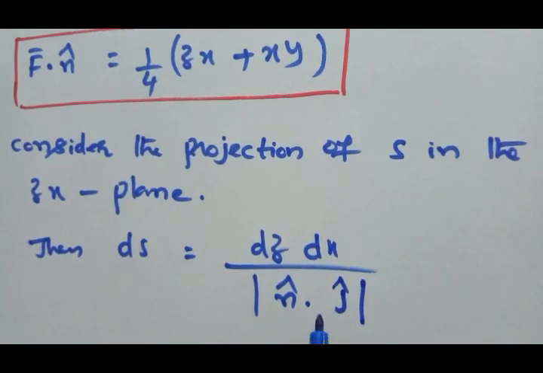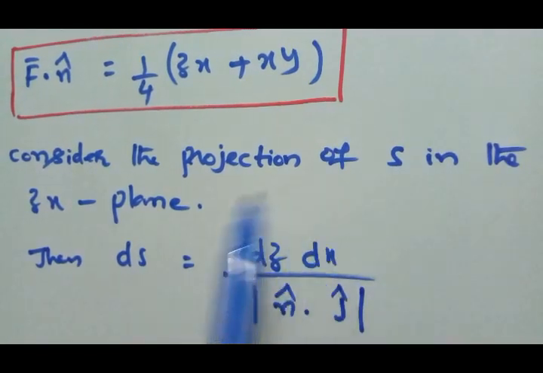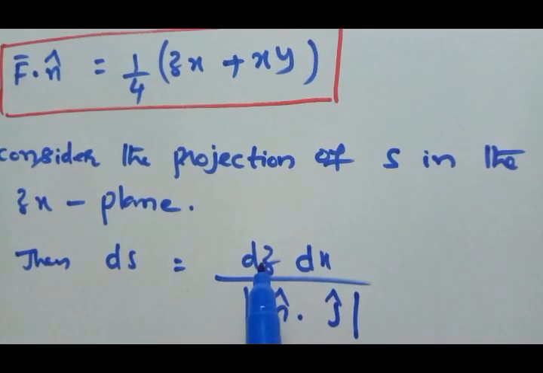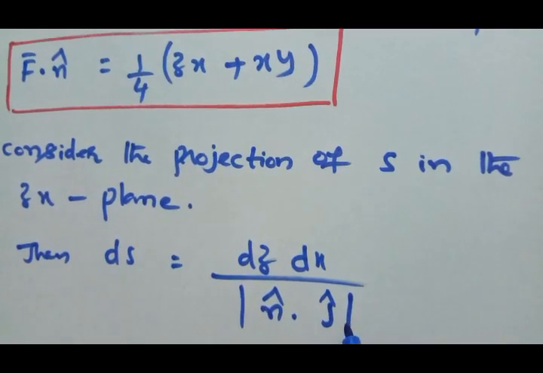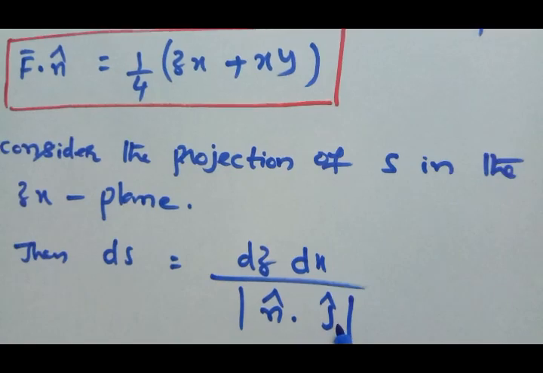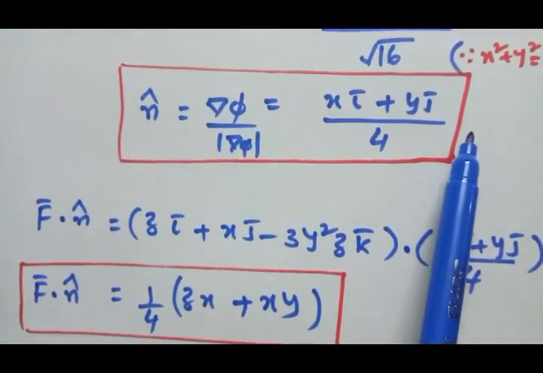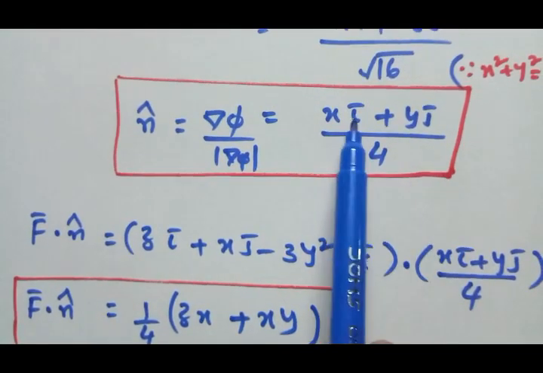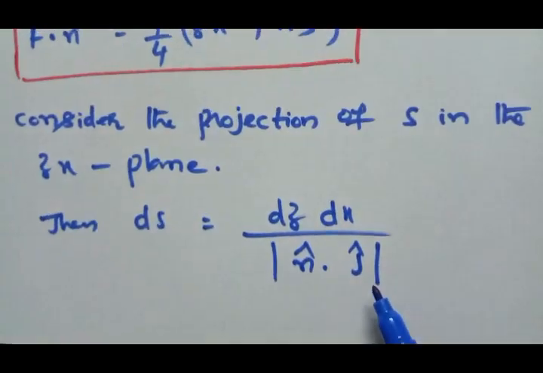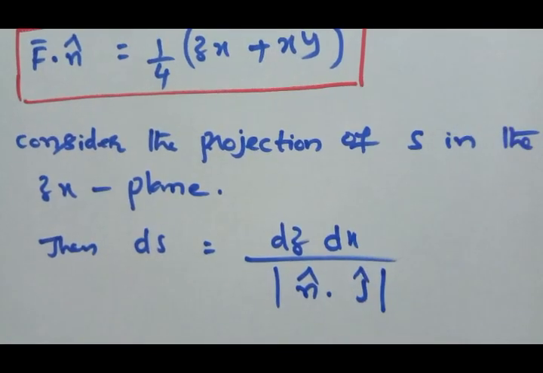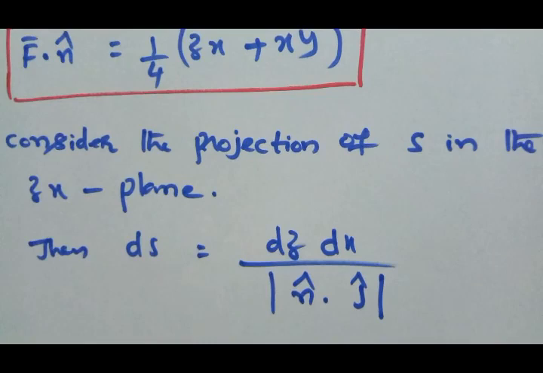If you consider the projection of S in the xy plane, then we get dx dy by modulus of n cap dot k cap. The unit vector along the axis perpendicular to the xy plane is k cap. Therefore, n cap dot k cap. So the dot product becomes 0, as it does not contain a k bar. Then the denominator becomes 0. If the denominator becomes 0, then ds tends to infinity. ds means elementary surface area, so that tending to infinity is meaningless. The elementary area should tend to 0.